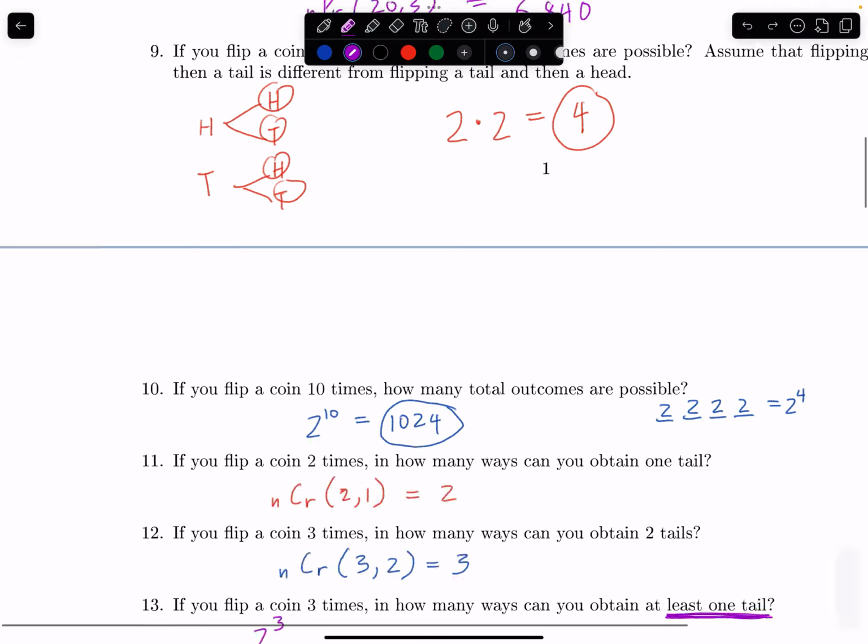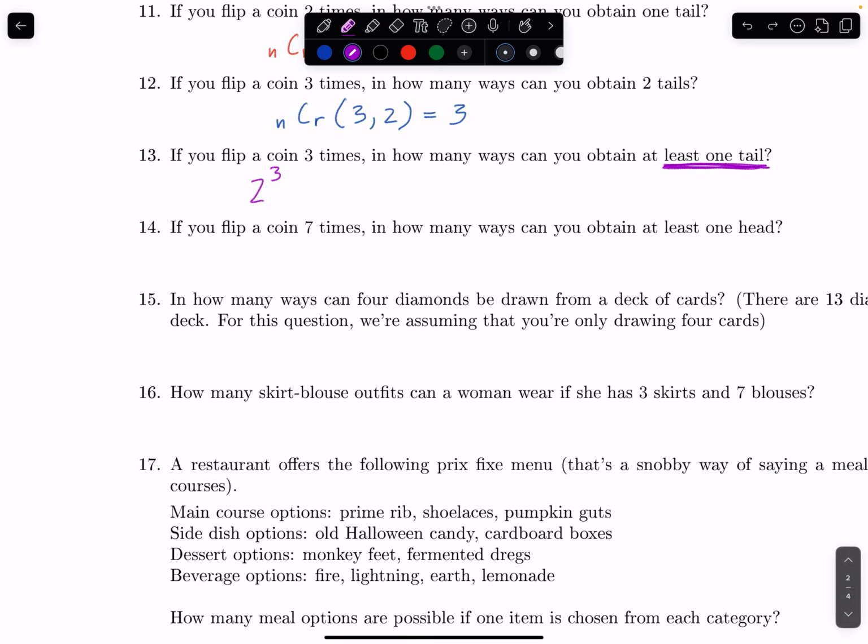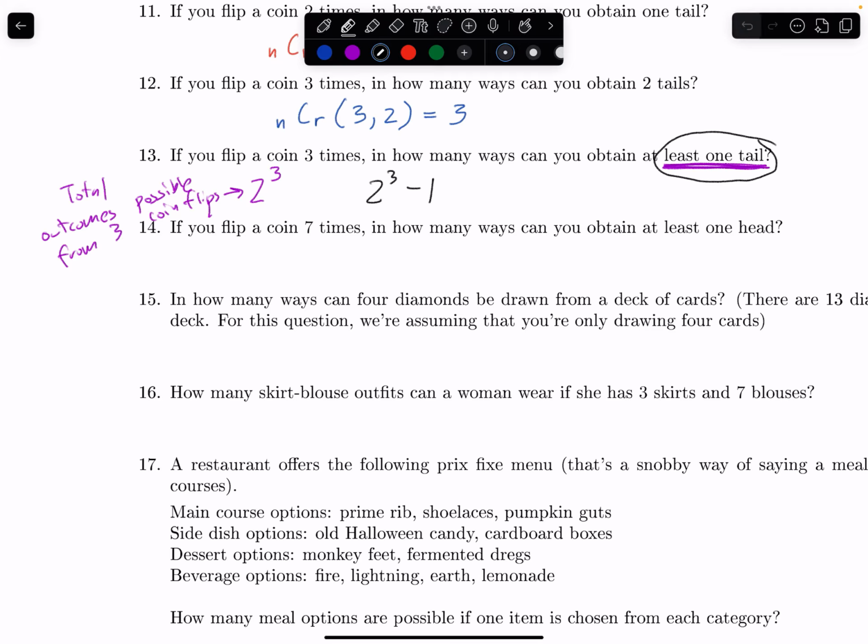That same principle. 2 to the 3rd represents total outcomes possible from 3 flips, 3 coin flips. That's what that represents. So with 2 to the third, what I want to do then is just subtract 1, because that's the one time that I don't have at least one tail, which is when I have all heads. And that's only one way to get all heads.